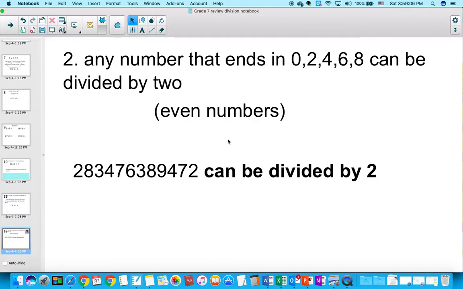How can I tell if a number is divisible by 2? Any number that ends in 0, 2, 4, 6, or 8 can be divided by 2. So all I'm saying is even numbers are divisible by 2. This number ended in 2. It could end in 0, 4, 6, or 8. And as long as that's true, you can divide it by 2.